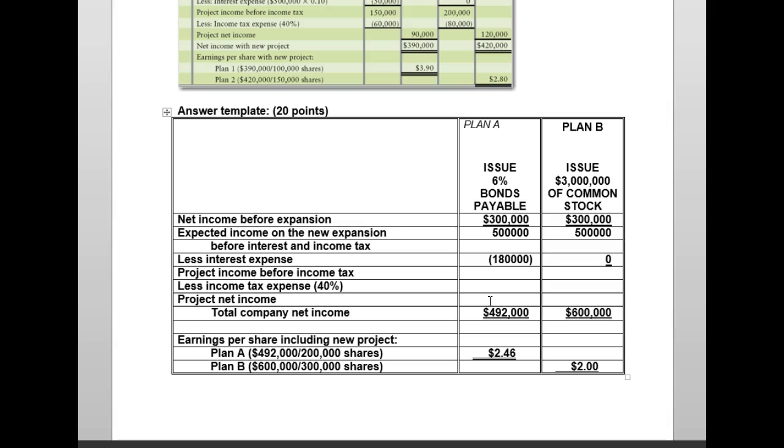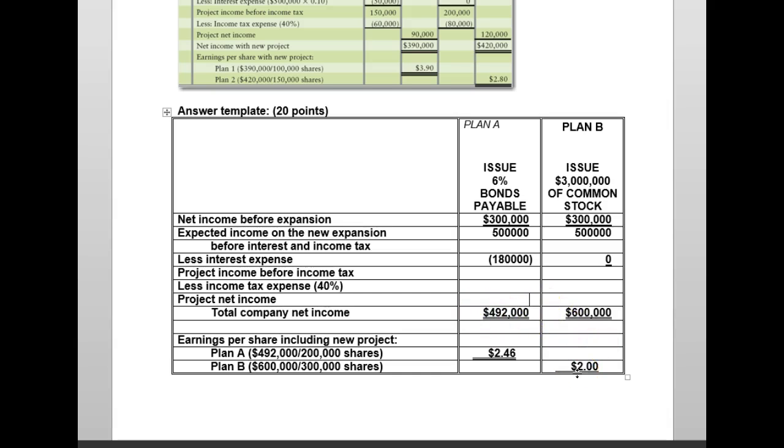And that will give you your projected income. Now remember, that is to be added to that 300,000. So that would give you 492,000 from the bonds and 600,000 from the issuing of common stock. So you think, well, that looks good, right?